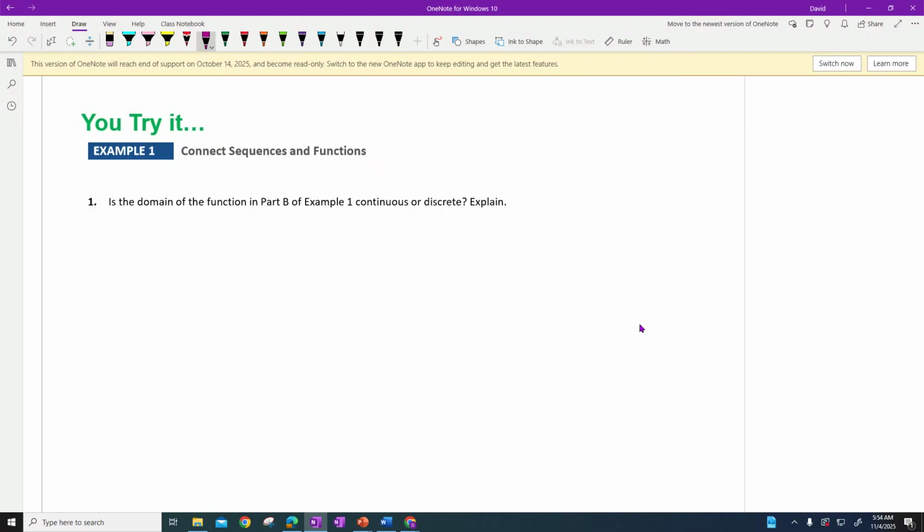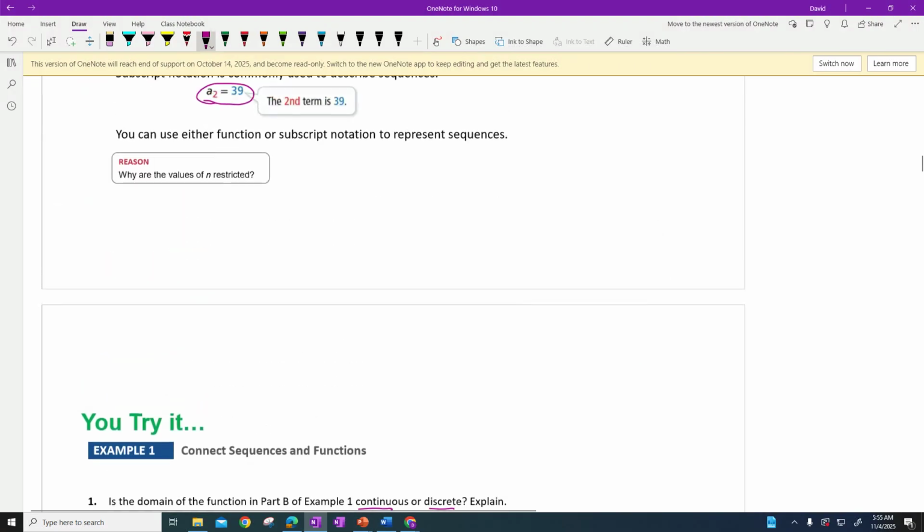Okay, is the domain of the function in part B of example 1 continuous or discrete? Very important. Are we going to have a continuous graph or a discrete graph? Well, think about what we just said up here.